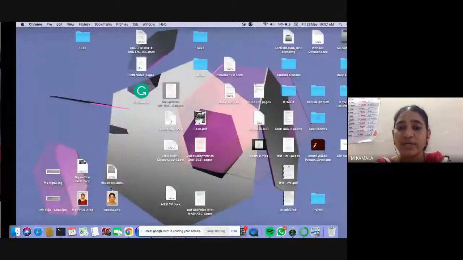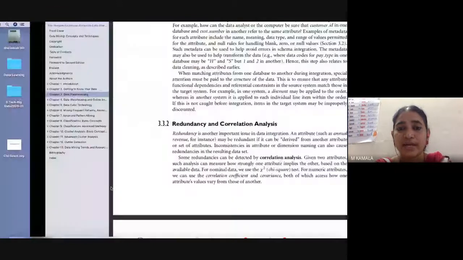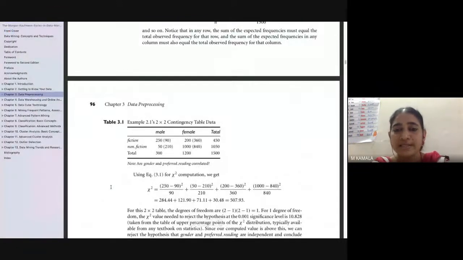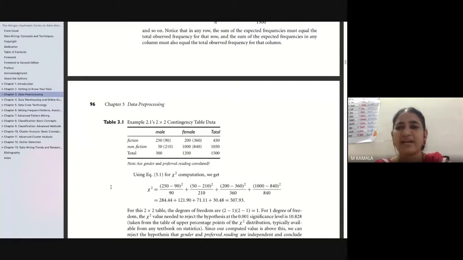Immediately we will go to an example from your textbook just to get an idea. Are you able to see this one? Yes, ma'am. See, this is one contingency table where you have the example. Somebody kept mute your system.